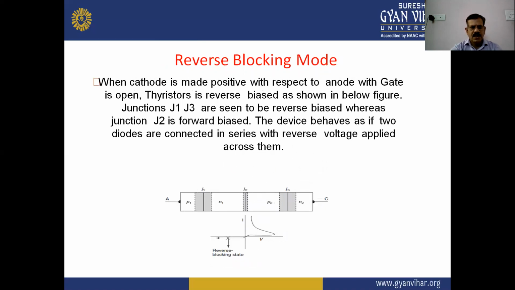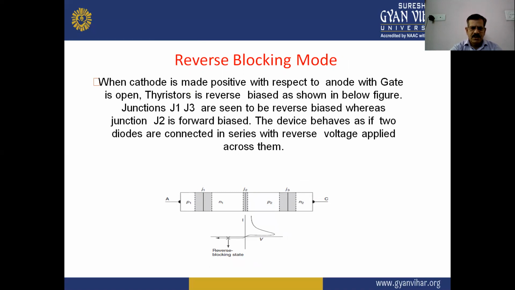And next one is the reverse blocking mode. In reverse blocking mode, the cathode is made positive with respect to anode, with gate open. Thyristor is reverse biased as shown in the figure below. So in this figure, thyristor is reverse biased.